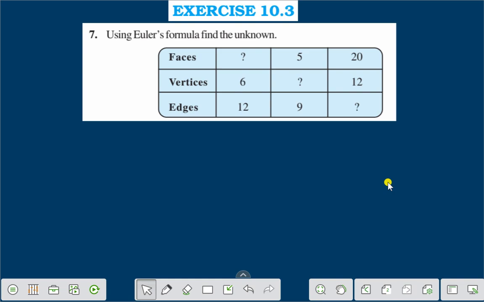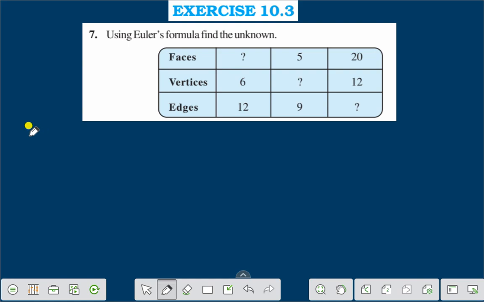Hello everyone. Today I shall discuss exercise 10.3 question number 7. Question number 7 is: using Euler's formula, find the unknown faces. Here it is given the vertices and edges. Let us find question number 1.